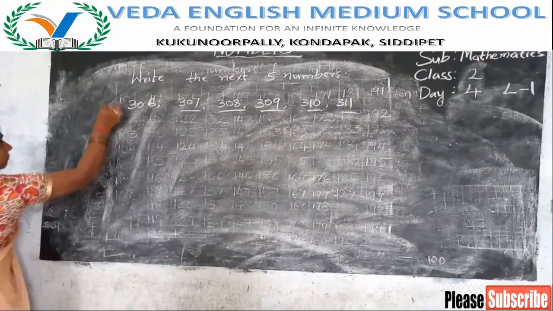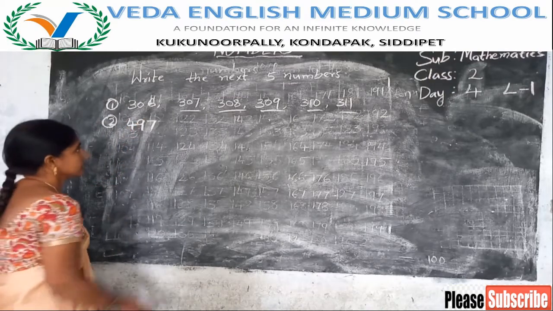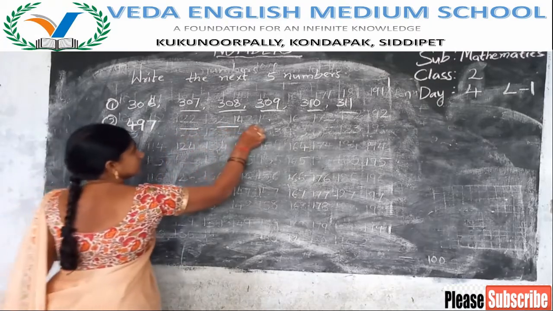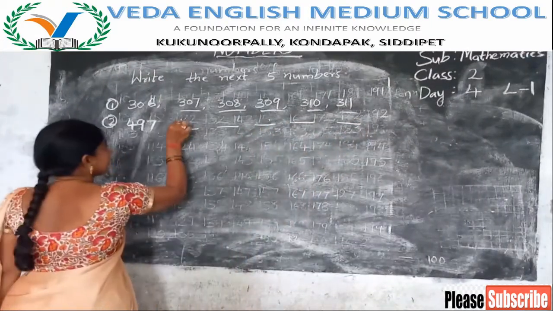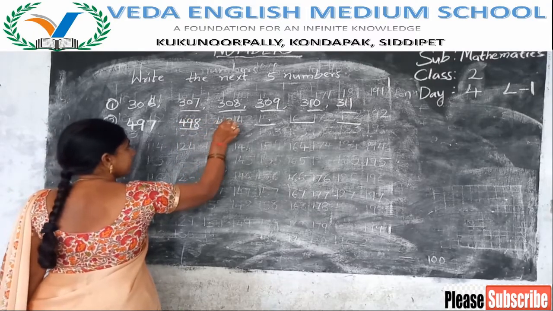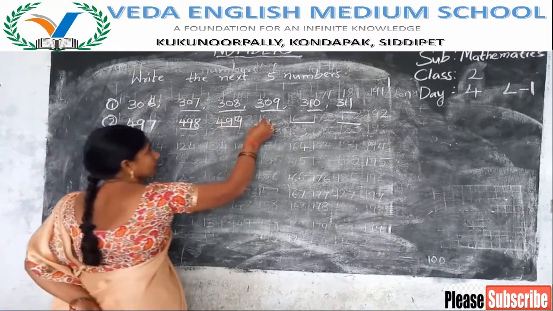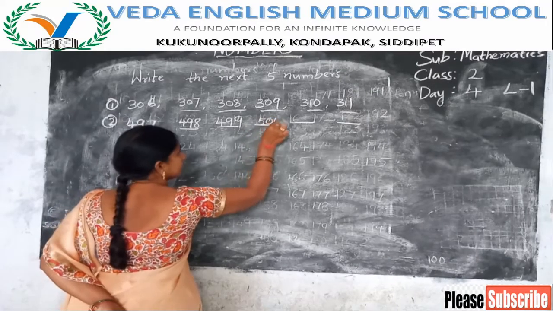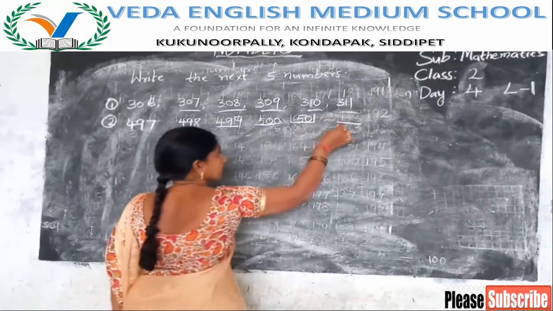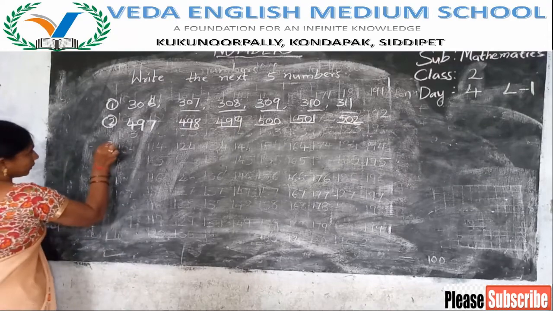The next problem is 497. Here, after 497 is 498. The next number is 499. After 499 is 500. The next number is 501, 502. Like that.